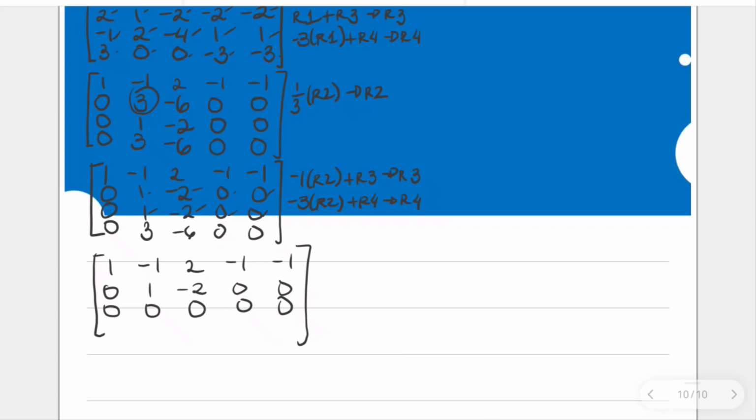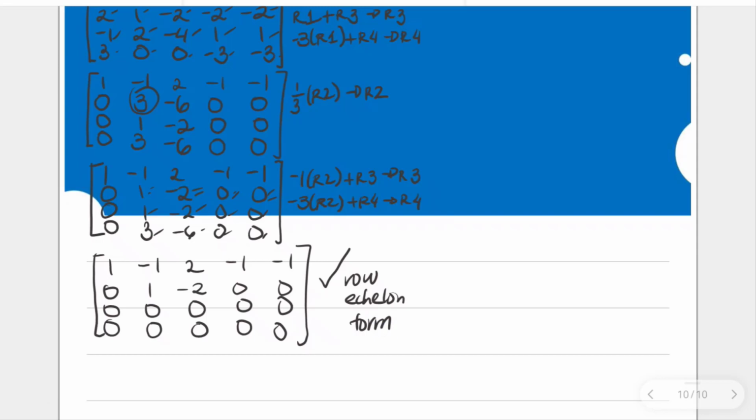Check what will happen to the fourth row. -3 times 1 is -3 plus 3 is 0. Of course, this is 0 here as well. -3 times -2 is +6 plus -6 is 0. -3 times 0 plus 0 plus 0, 0, 0. So both of our third and fourth rows are rows of zeros. This would mean this is already the end of our Gaussian elimination, as we have achieved our row echelon form.